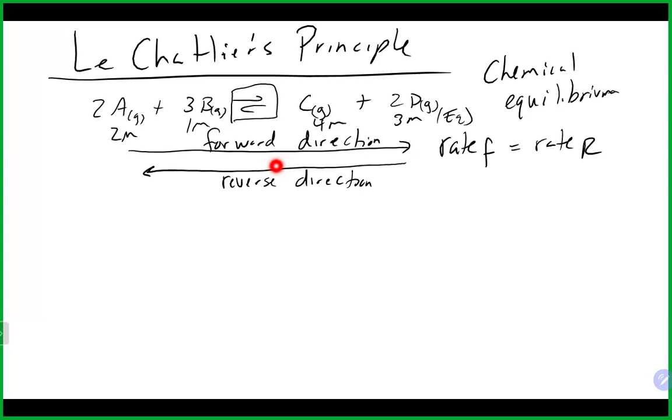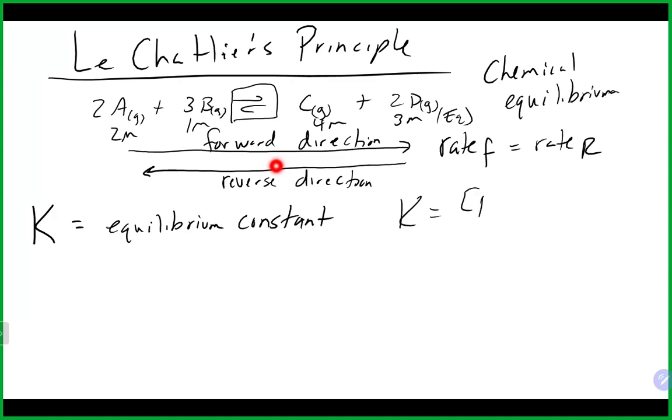Now, there is a relationship in these types of reactions, which is known as the equilibrium constant. That is K, the equilibrium constant, and that is capital K, by the way. Small k is the rate constant. So this is capital K, which is the equilibrium constant. And basically you calculate K by taking the concentration of your products divided by the concentration of your reactants.